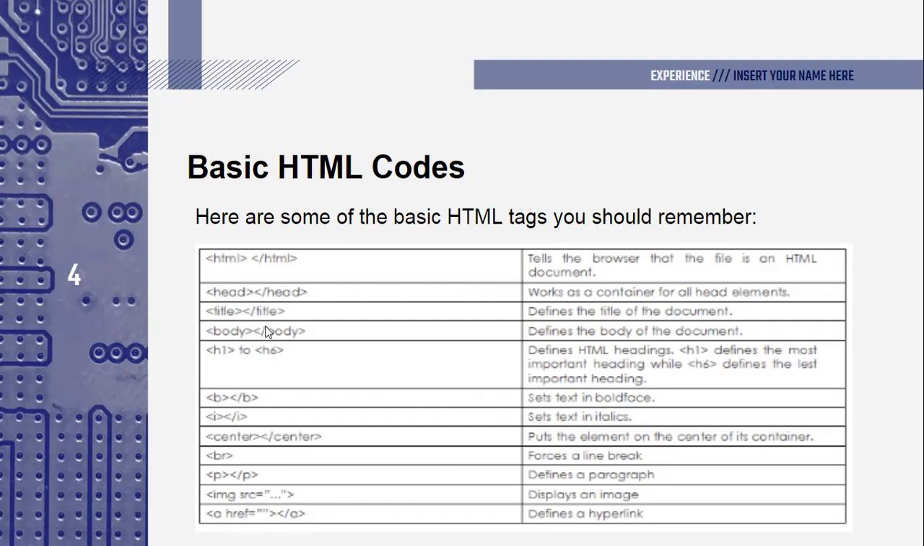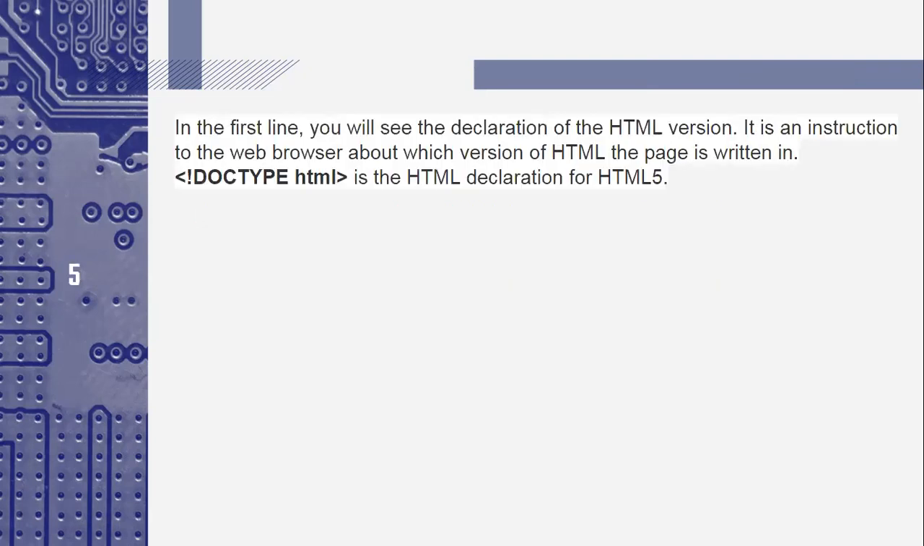So let us always remember the following basic tags that we have here because we are going to deal with these tags as we continue with our lesson here in ICT. Now, in the first line, you will see the declaration of the HTML version. It is an instruction to the web browser of which version of HTML the page is written in. We have the doctype HTML. It is the HTML declaration for HTML5.